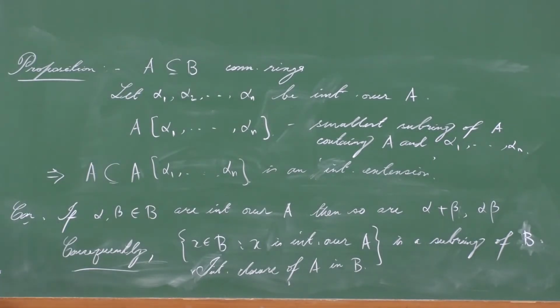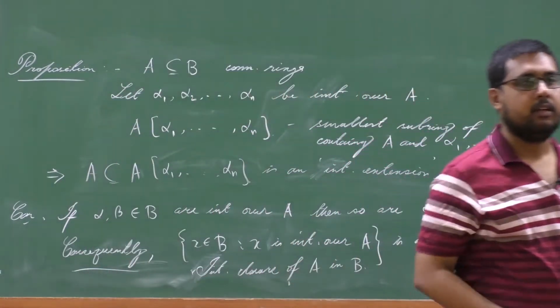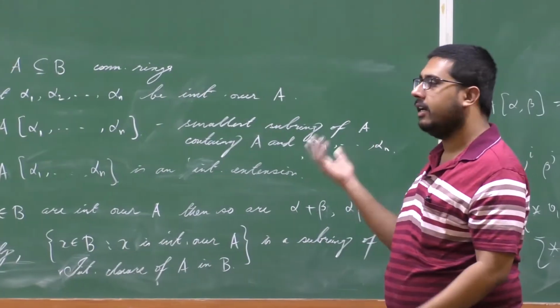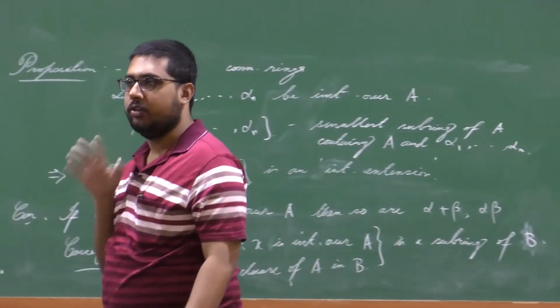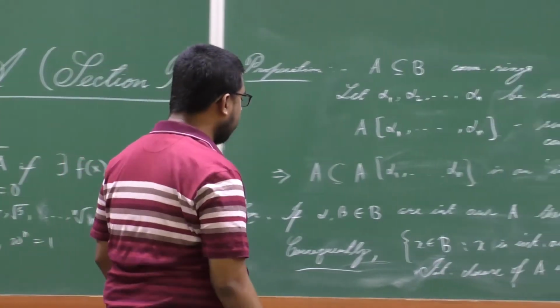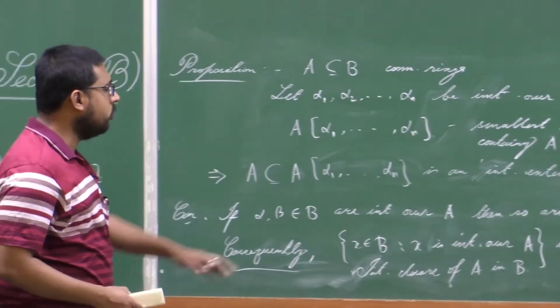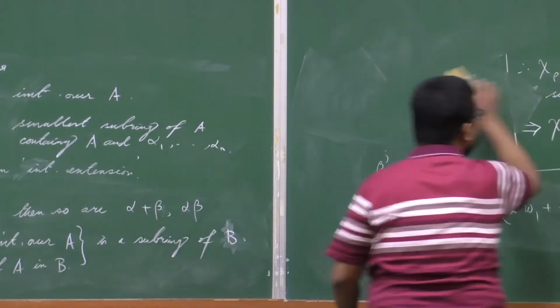As an example, we see that the integral closure of Z inside Q is Z itself, or more generally, the integral closure of any UFD inside its field of fractions is the UFD itself. And since we have defined this integral closure, two more definitions are relevant at this point.